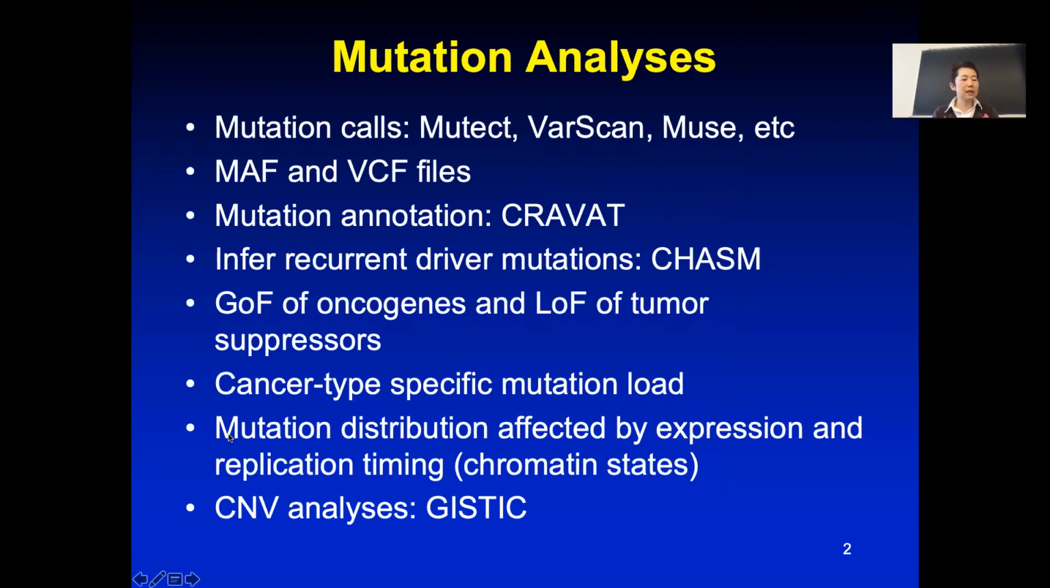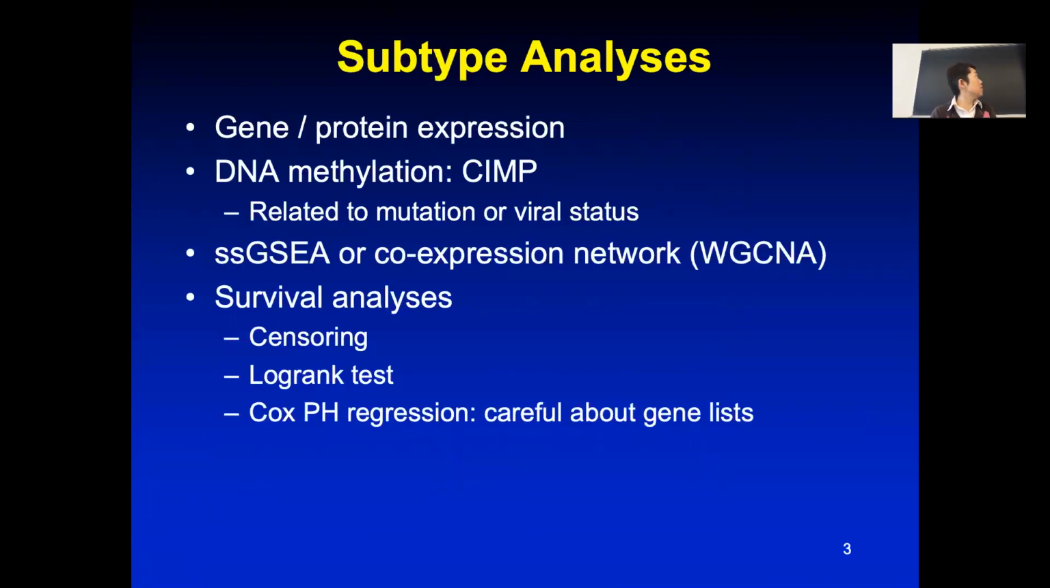And also we mentioned that the mutation distribution across the genome is affected by chromatin state, which you could see based on expression of all the genes and also based on replication timing. And these are from just point mutations, but you can also look at copy number variation analysis, using the approach GISTIC, to look at regions that are recurrently showing copy number gain or loss. So that's mutation analysis.